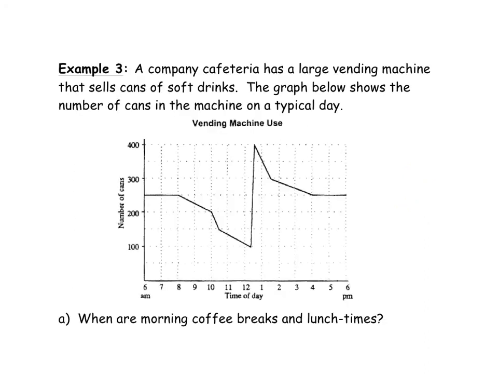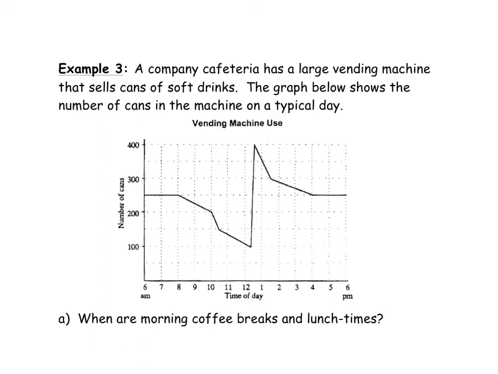Alright, in our last example, we're going to take this graph and try to analyze it a little bit. So here's a graph of the vending machine use at a large cafeteria company. They sell soft drinks in their machine. The graph shows the number of cans in the machine on a typical day.